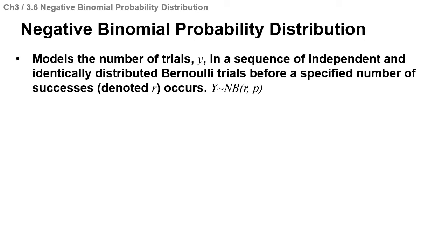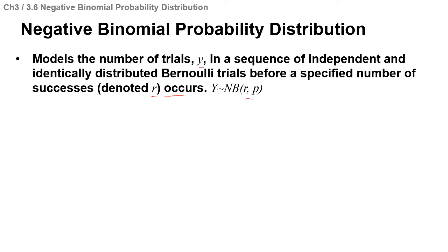And the situation is like this. It models the number of trials y in a sequence of independent and identically distributed Bernoulli trials before a specific number of successes, which we denote as r, and we write it as y follows negative binomial (r, p). And actually, this is a bit more generalization of the geometric distribution.